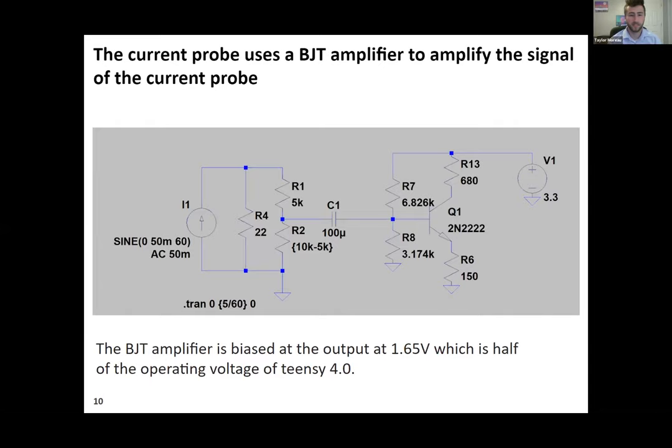So this is the schematic for the current sensor. It's a basic BJT common emitter amplifier, and it takes the current flowing through one of the phases and converts it into a voltage. That voltage is then sent to the amplifier and amplified to a range of voltage that the microcontroller can read, and then adjust the stepper motor to the position it needs to be in. And the output, we biased at 1.65 volts, which is roughly half of the operating voltage of the microcontroller. And we developed it so that we can easily adjust and calibrate the current sensor to our needs. Next slide.